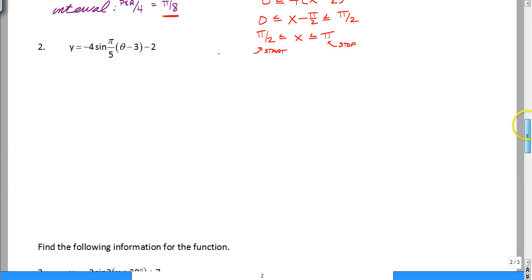Now you get to try an example. Again, if I were you, I would start by listing your amplitude, list your node, list your crest and your trough, and then list your phase shift. And then, more side work, make sure you list your cycle, list your period, and list your interval.